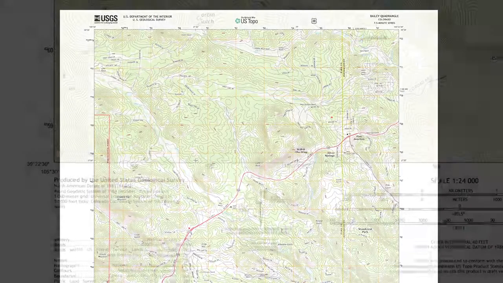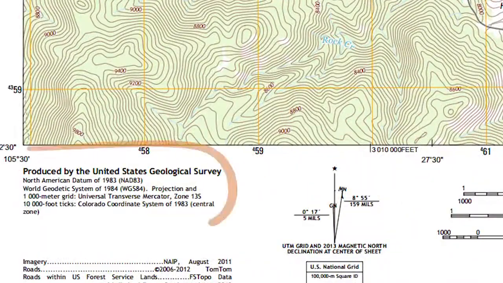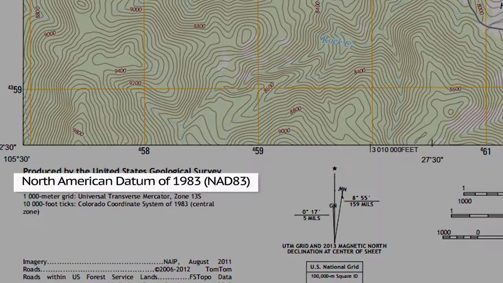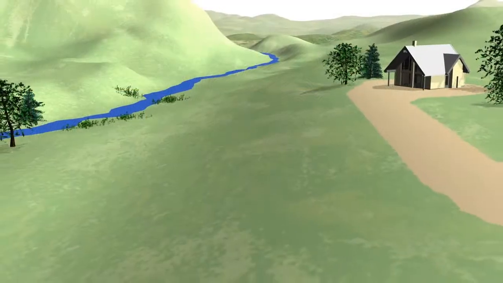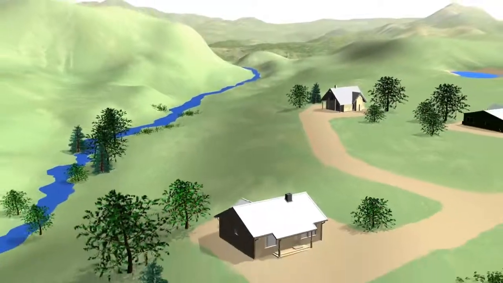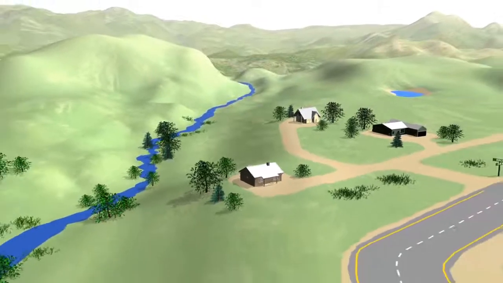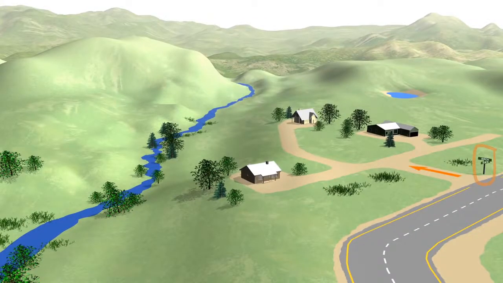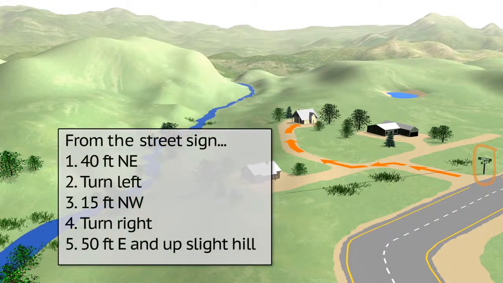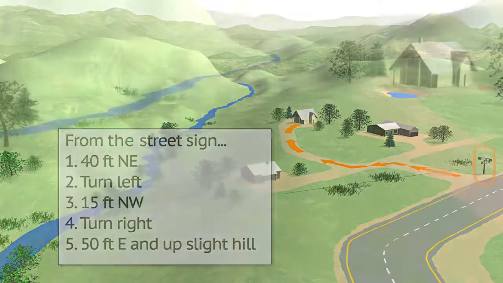Mapping and surveying professionals occasionally use the term datum, but what does it mean, and why are datums important? A datum is simply a standard reference point, set of points, or surface from which survey measurements are based. It's similar to the starting points you use when giving someone directions to your house, which usually include a point that they know, like a crossroads or a prominent building.